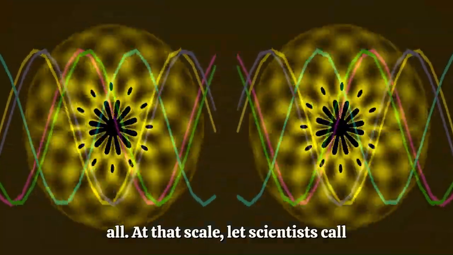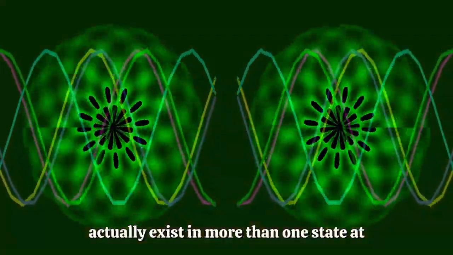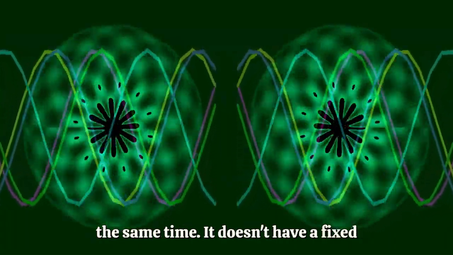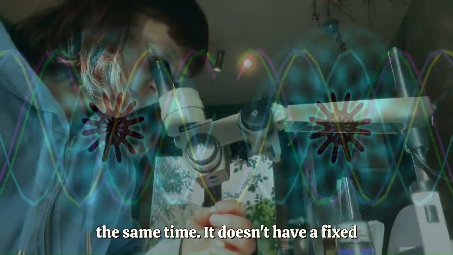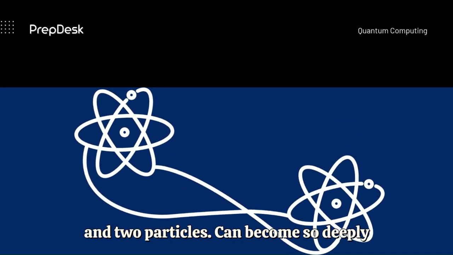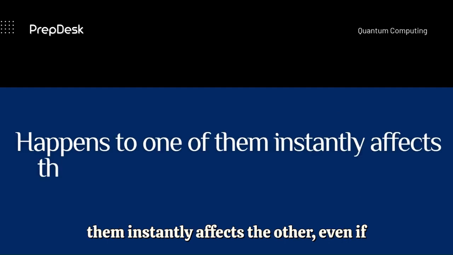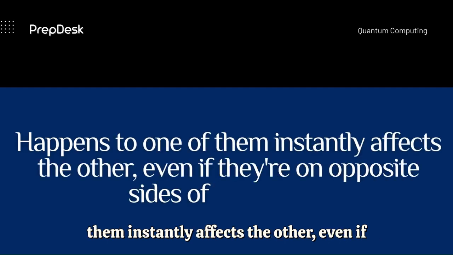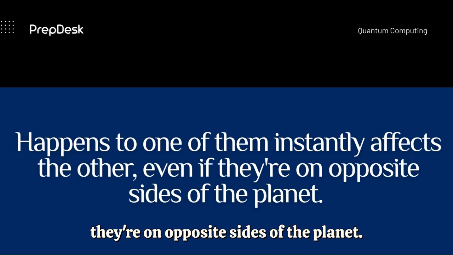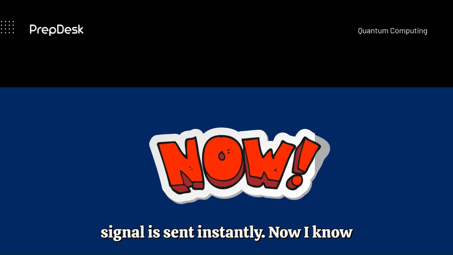At that scale, what scientists call the quantum level, a particle can actually exist in more than one state at the same time. It doesn't have a fixed position until you actually look at it. And two particles can become so deeply connected that whatever happens to one of them instantly affects the other, even if they're on opposite sides of the planet. Not after a delay, not after a signal is sent, instantly.